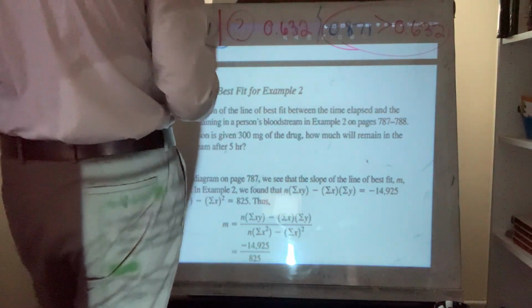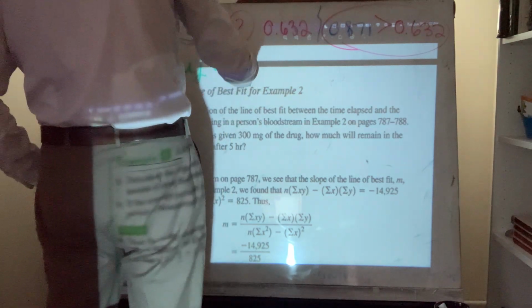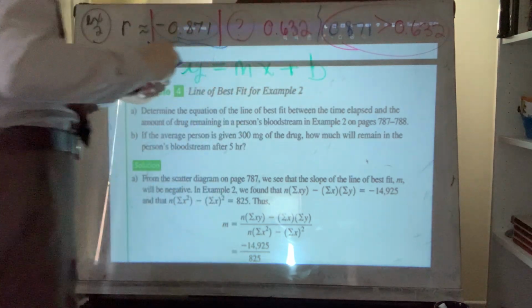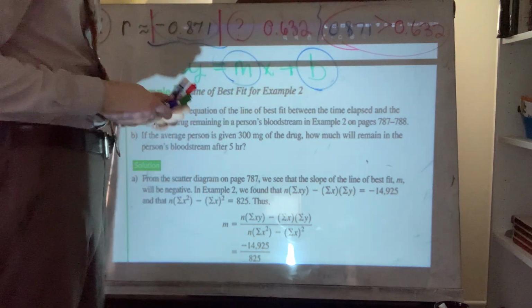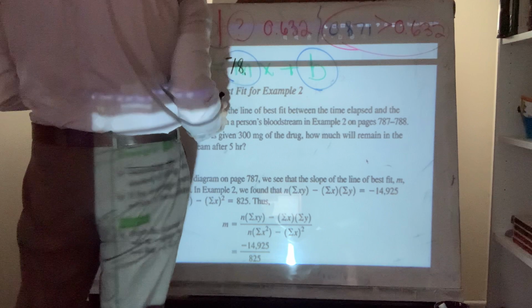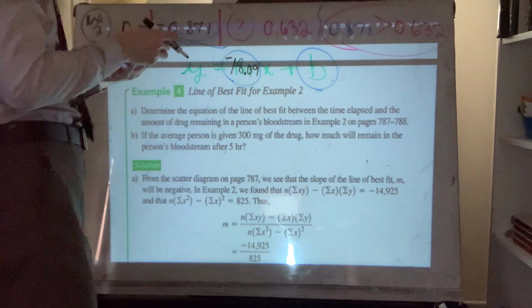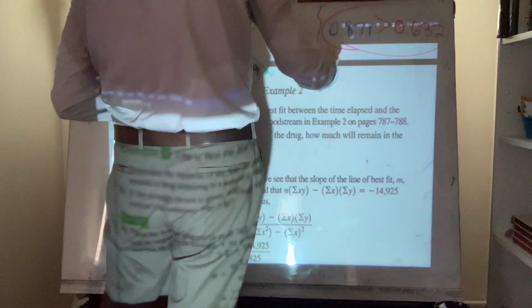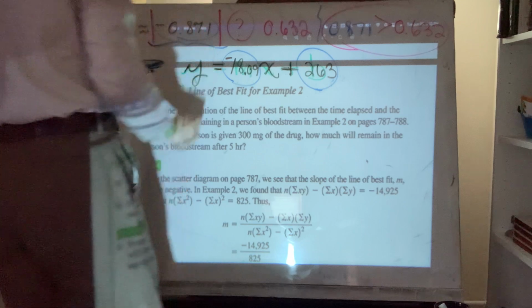If this is the model, y equals mx plus b, and we are basically filling in the void from the calculator's information here and here, then what we have is this. Negative 18.09, so 0.9 repeating if you really want to be precise. And for the intercept, 263.